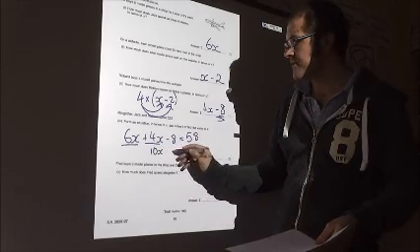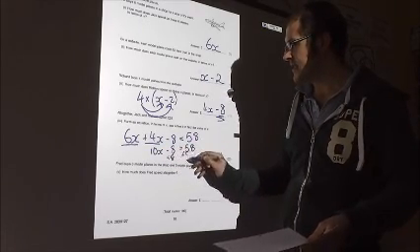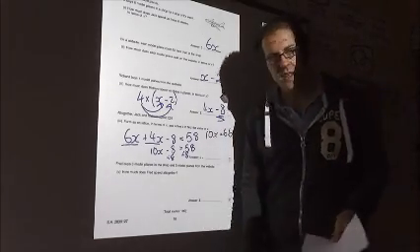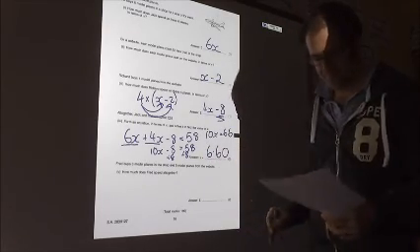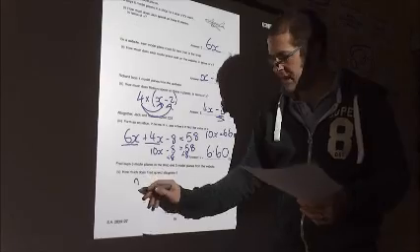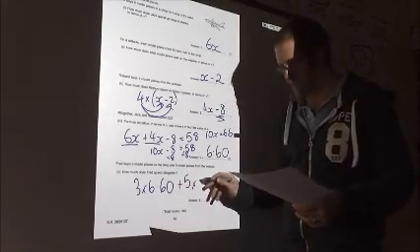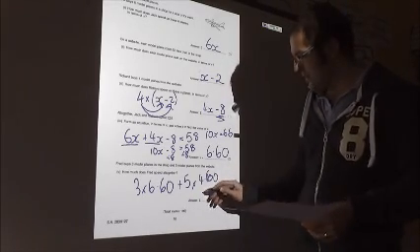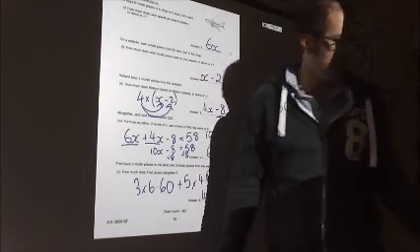Collect like terms. Add 8 to both sides. So you've got 10x is 66. Divide by 10, so x is £6.60. For the final part, 3 times £6.60 plus 5 times £4.60, which gives you £42.80 in the model airplanes.